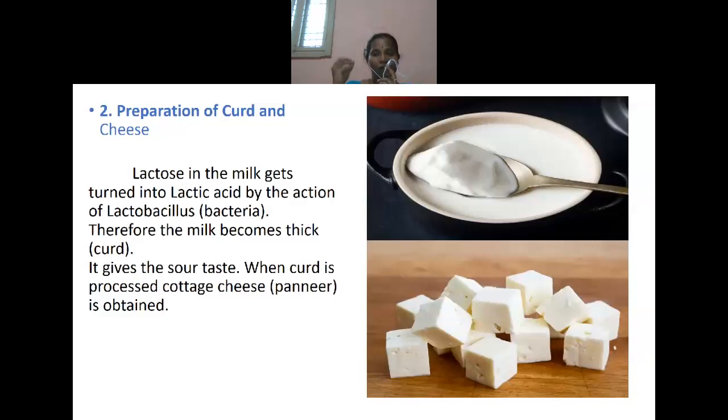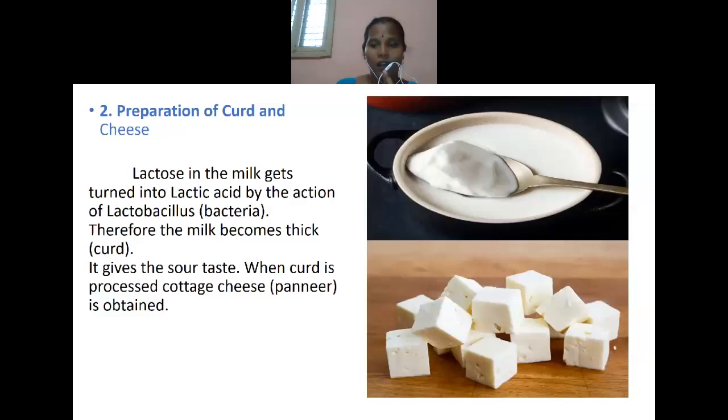We add some drops of curd into the milk. The curd has some lactobacillus bacteria. These bacteria convert the milk into curd, and it becomes very thick and soft. It gets the sour taste also, because the lactobacillus bacteria increase their count by reproducing in the milk. That's why the milk is converted into curd.